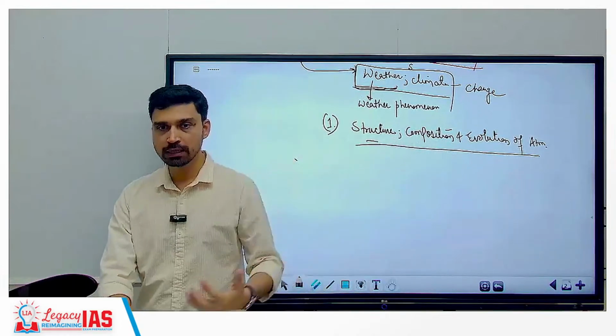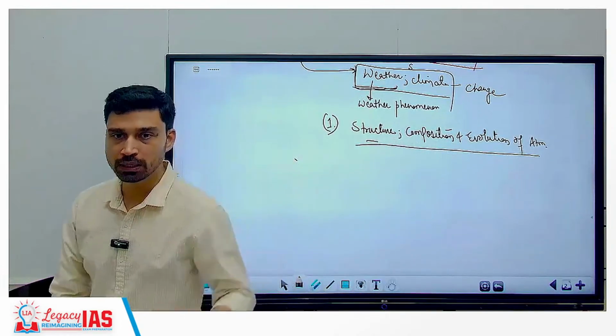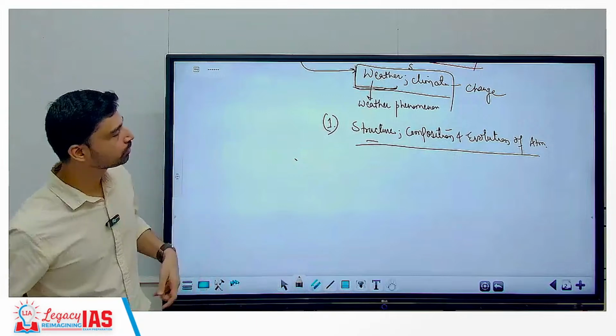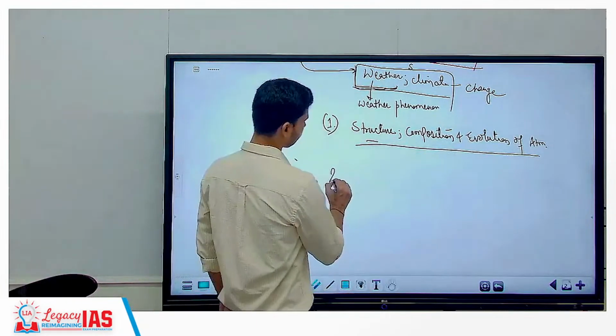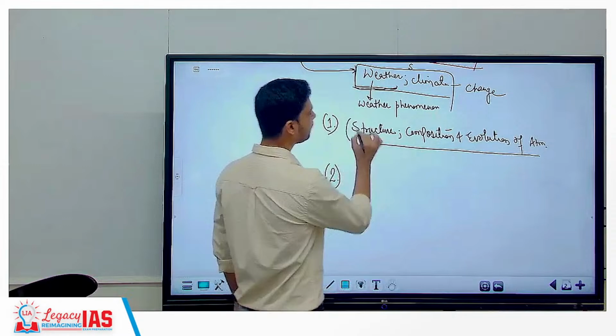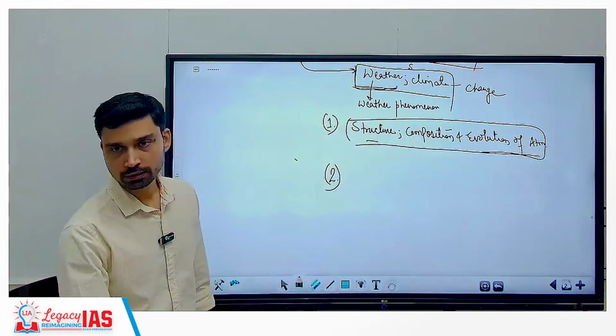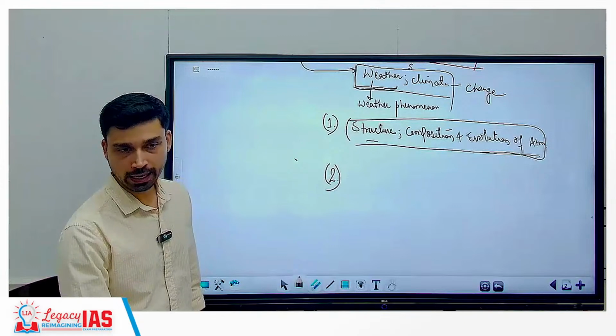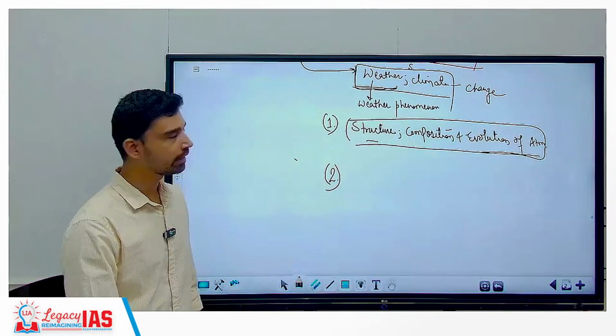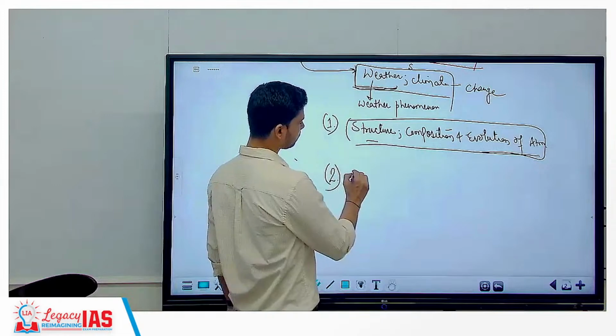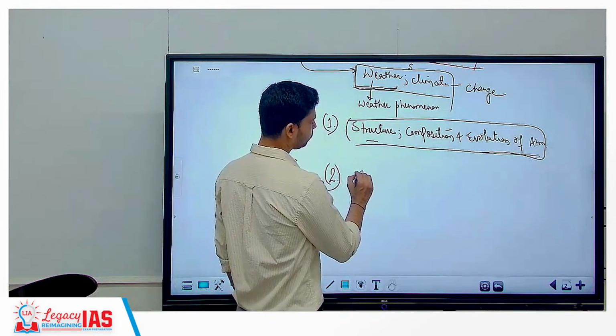So we have composition, evolution, and also structure. Atmosphere is not a single layer. You have multiple different layers as you go up, and that we will study in structure. Once we understand the overall atmosphere, then we can focus on the phenomena and the disturbances that are happening in the atmosphere. So the second chapter is related to two things.